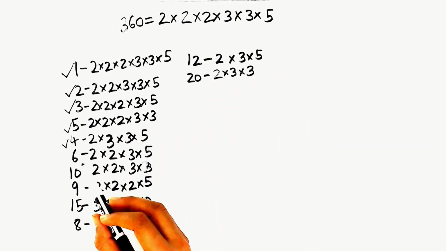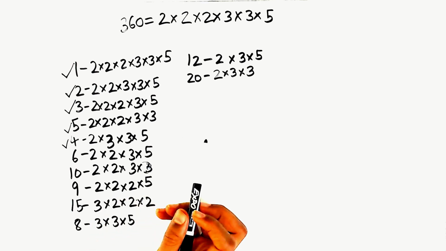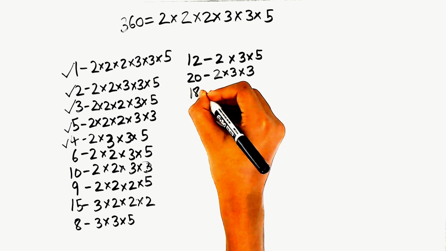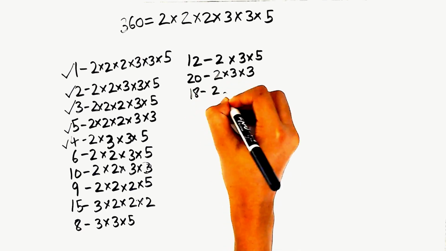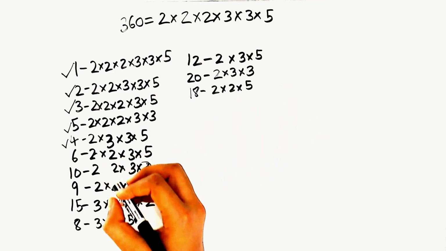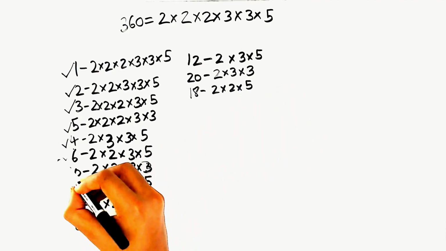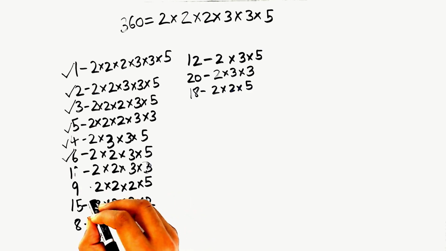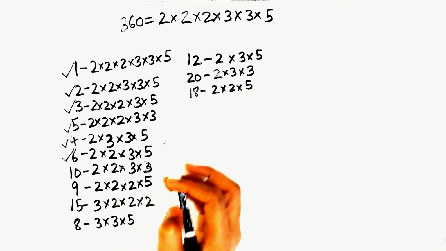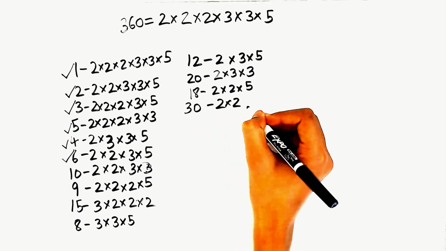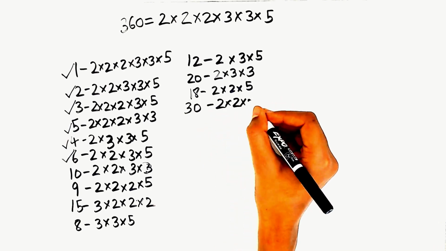Now 6. 6 times 2 is 12. We already have that. 6 times 3 is 18. So 18 would be 2 times 2 times 5. So we're done with that. And now, whoops, I forgot to do 6 times 5. So 6 times 5 is 30. So it'll be 2 times 2 times 3.